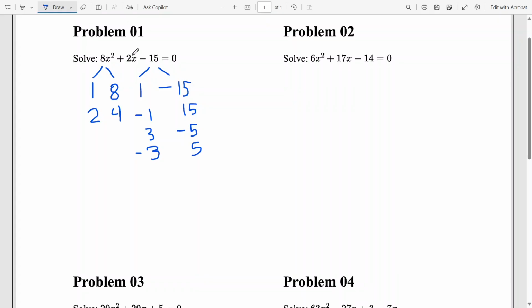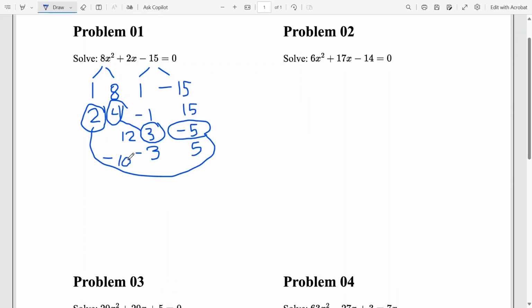So if I do 4 times 3, that's going to give me 12. If I add that to 2 times negative 5, that's going to be negative 10. So 12 plus negative 10 is like 12 minus 10. That gives me the 2 here that I want. So let's write our factored form for the left-hand side of this equation.